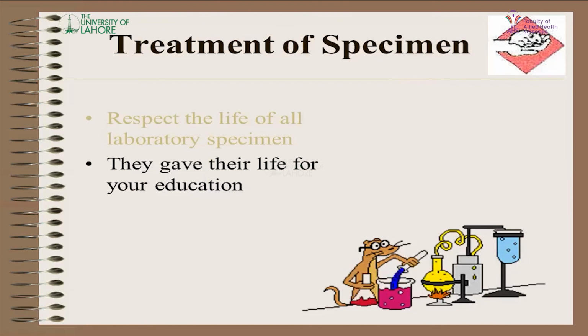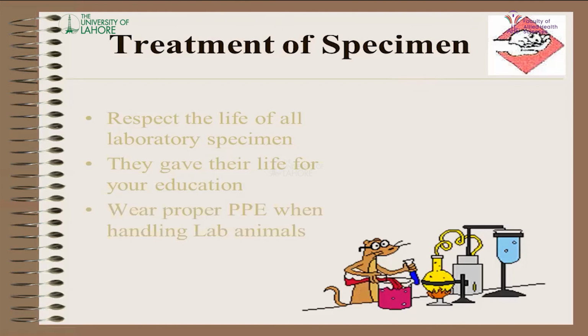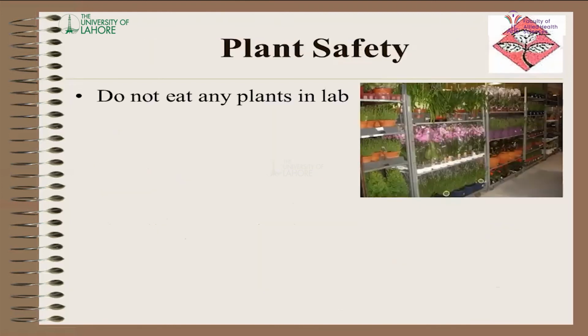Do not try to taste any plant, and if you have allergies, you have to inform the supervisor and instructor that you have some sort of allergy to the animal or the plant. So wear proper personal protective equipment when handling any animal or any plant inside the lab. For example, if you are handling a rat or a monkey, you have to properly wear the overall, and also the face shield or mask; goggles should also be worn.